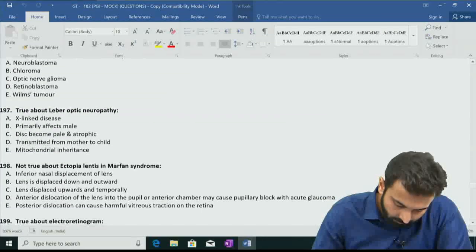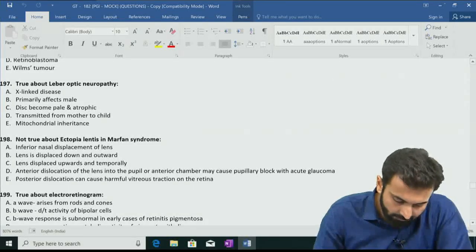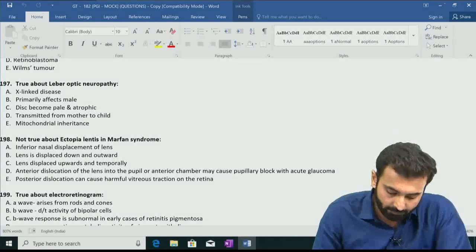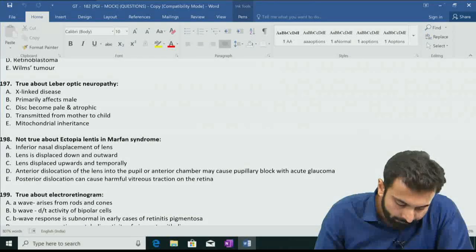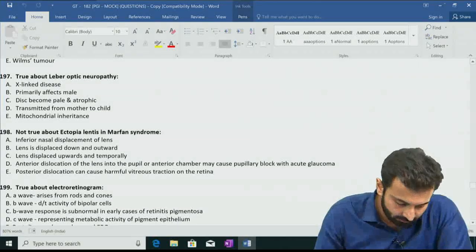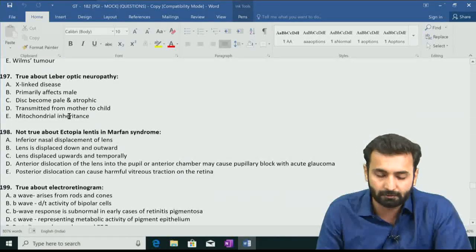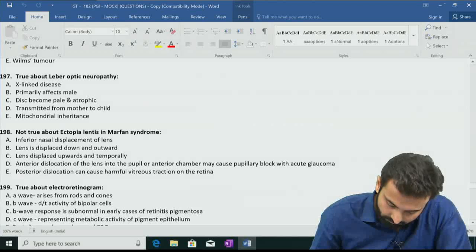Now coming to the next question. Question number 197, they are asking you about Leber's optic neuropathy. Option A, X-linked disease, is a false statement. Option B, primarily affects males, yes, this is true. Option C, the disc becomes pale and atrophic, also true. D, transmitted from mother to child, also true. And option E, mitochondrial inheritance, also a true statement.